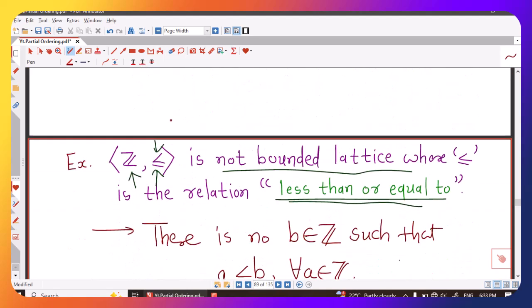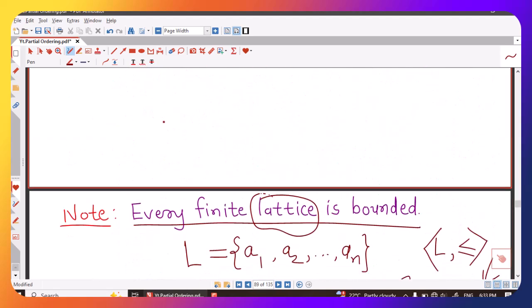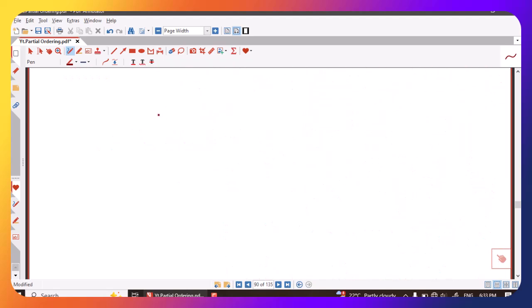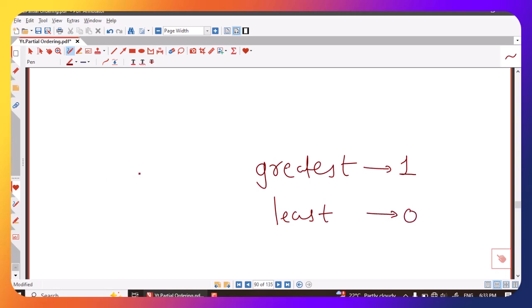So here we have discussed about bounded lattice, and we will remember that lattice is bounded if it has greatest element and least element. Now whenever lattice is bounded, greatest element will be denoted by 1 and least element will be denoted by 0. Remember these notations. 0 is the notation for least element of a lattice, 1 is the notation for the greatest element of a lattice. This we will require in next lecture.